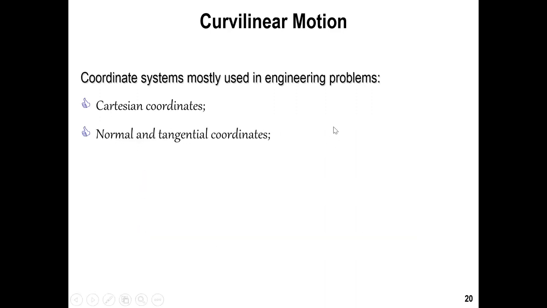So when we talk about curvilinear motion, rectilinear motion is easy, a single line, a single number, no big deal. When we deal with curvilinear motion, there are different coordinate systems that we can use, depending on the type of motion, the geometry, and the information we have. Those coordinate systems are the Cartesian coordinate system, X, Y, Z, normal and tangential, which I'm going to briefly explain, and cylindrical or polar coordinate systems, right? We're going to cover these three types of coordinate systems in the next lecture.